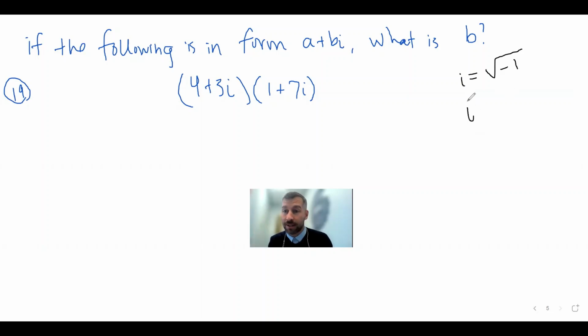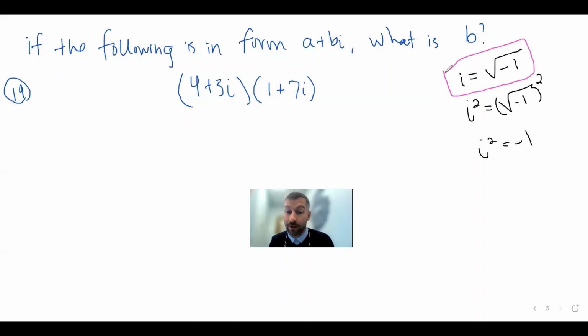In that same way, we also need to know that i squared. Let's square both sides here and see what happens. If we square i and we square a square root, the square root cancels. So i squared is actually just equal to -1. You've got to know two things: that i is the radical -1, but i squared, the radical cancels, and we just have -1.